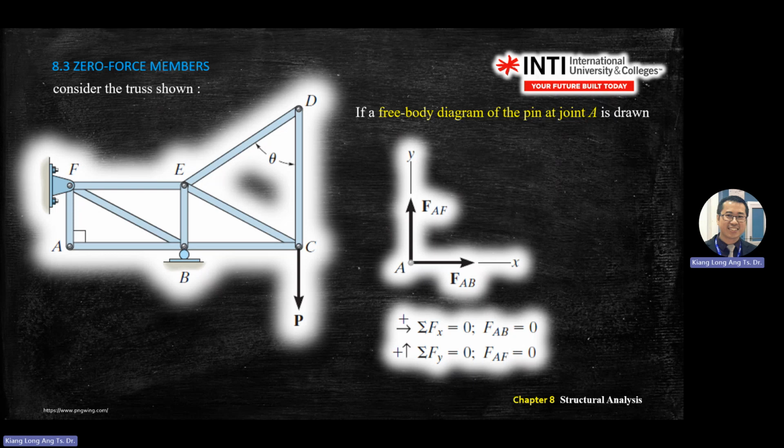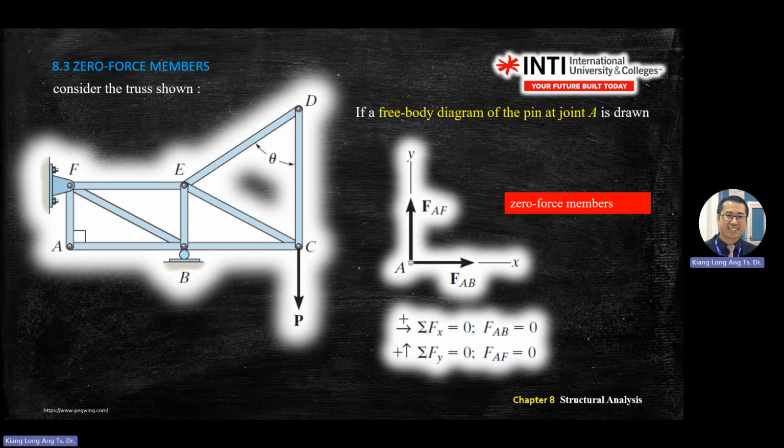For example, you pick point A. At point A, all the forces equal 0. You will see that FA, FB equals 0. You pick this other point and all the forces equal 0. Force AF, force AB equals 0. So that is a zero force member. This is how to identify the zero force members.